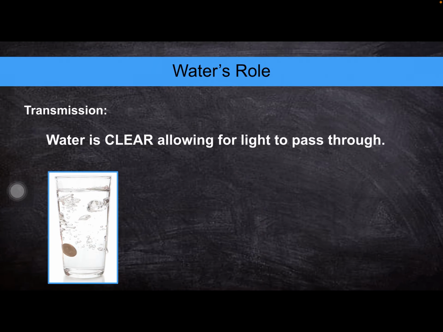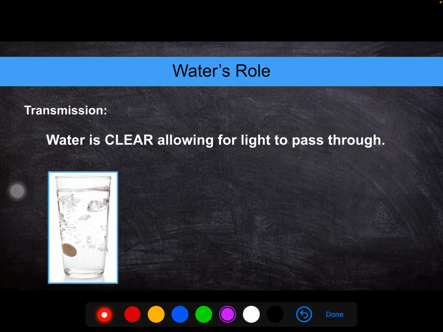So when we think about these characteristics of water, there's a couple important ones that aren't just cool to know, but they're super helpful as we think forward on how water is so beneficial and impactful to different things here on Earth. Our first one here is this idea of transmission. Transmission is simply the property of water being clear. Because the water is clear, it's really allowing light to pass through.